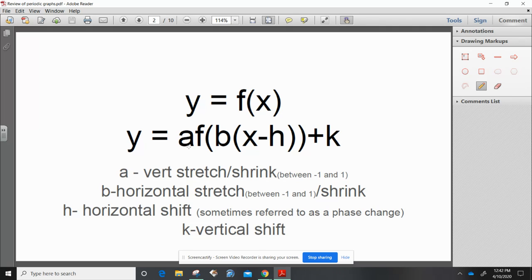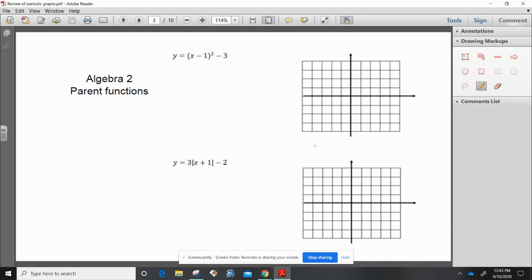The number up front is going to either vertically shrink or stretch it. And just remember it's a shrink if it's a fraction between -1 and 1. And what else could you do? You could attach something to the b, and that would be a horizontal shrink or stretch. And it's the exact opposite here, where if this is a fraction, then it's going to horizontally stretch it. Also we can move this thing right or left with the h, and we can move it up or down with the k. Right, Algebra 2 probably looked like this with some of your parent functions.